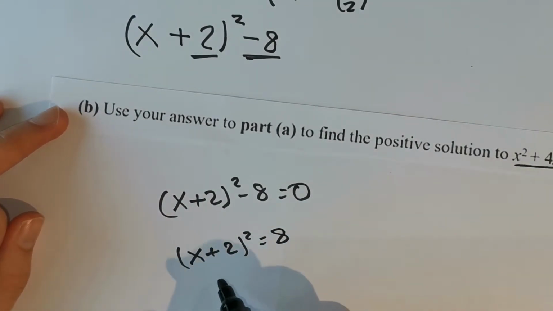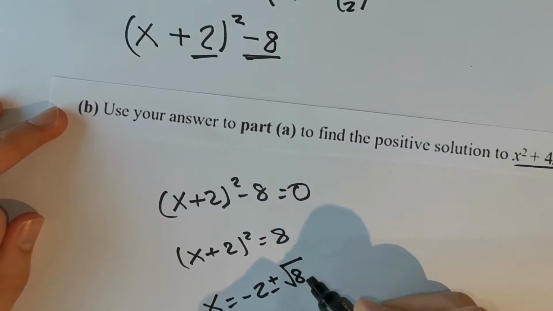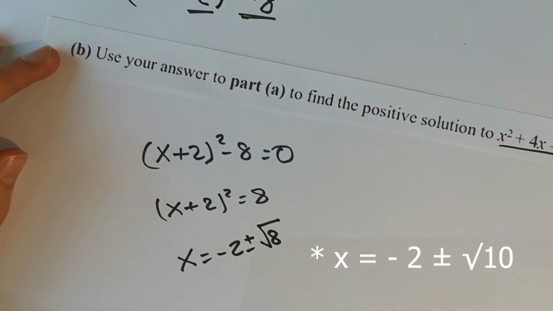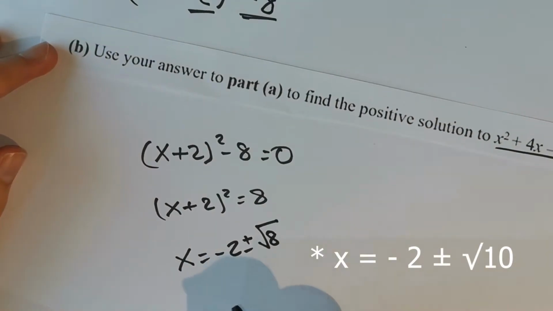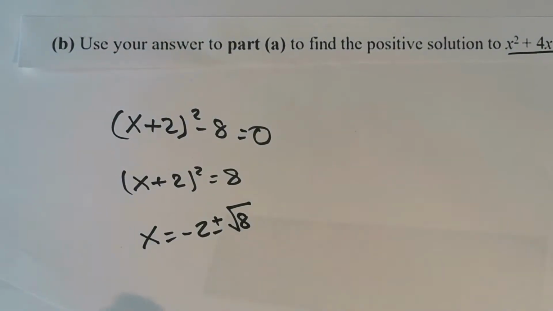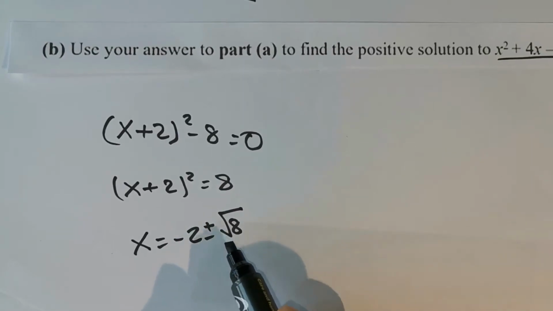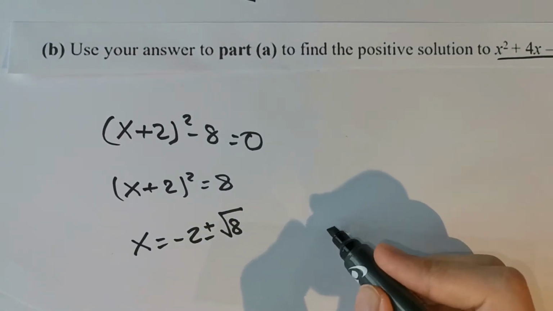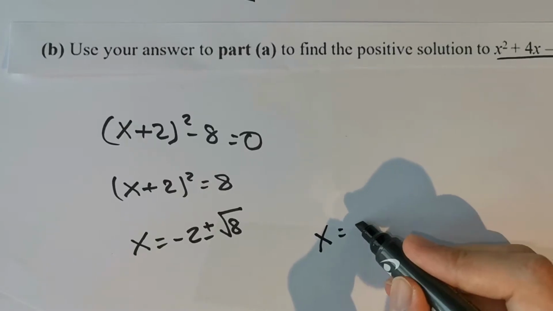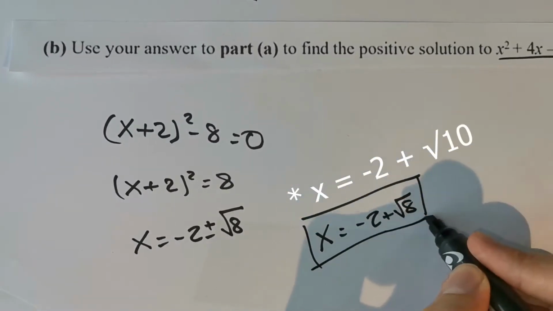equals 8, and square root both sides and solve for x, so we will get x equals negative 2 plus or minus the square root of 8. So these are the two answers here. Of course here they need only the positive solution. So this is negative 2 plus root 8 in this case. x equals negative 2 plus root 8 is the final answer.